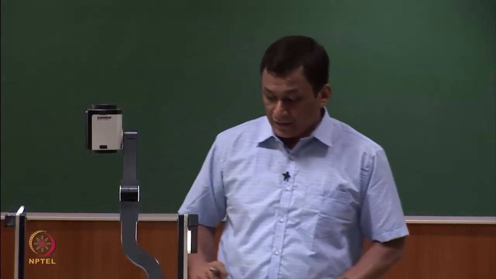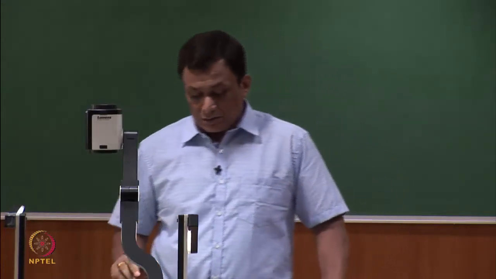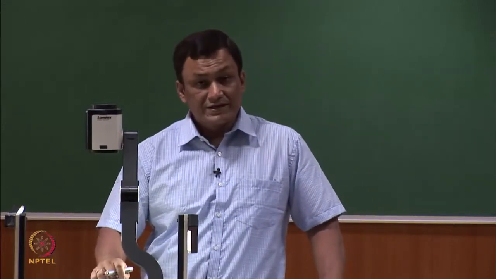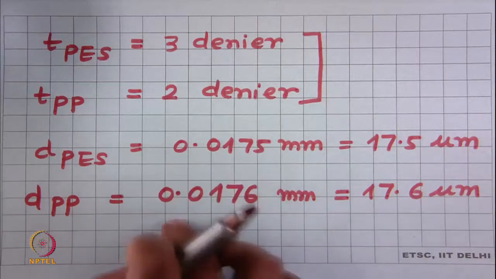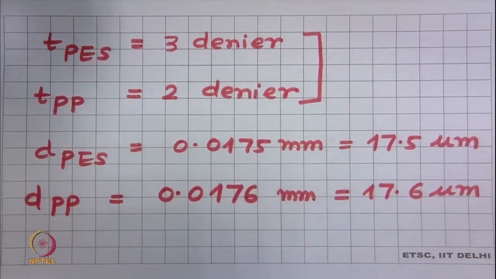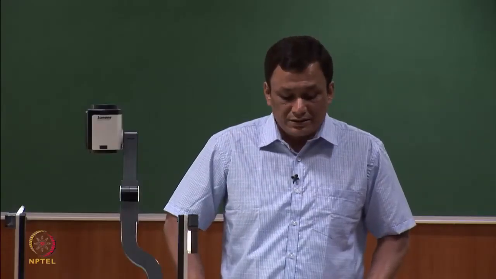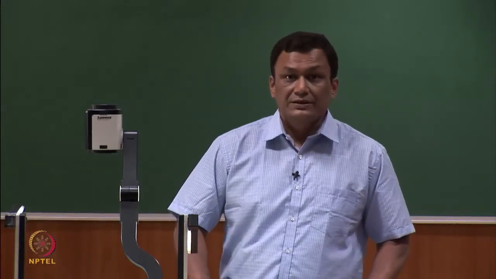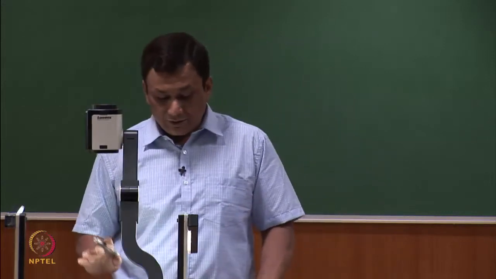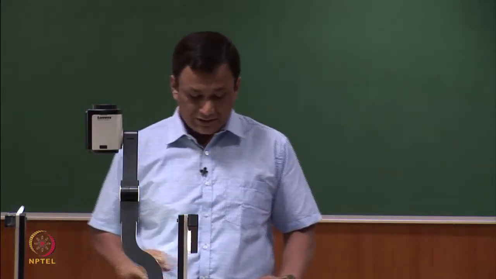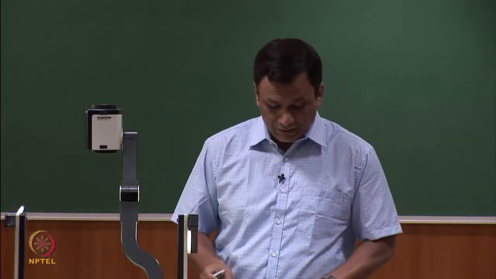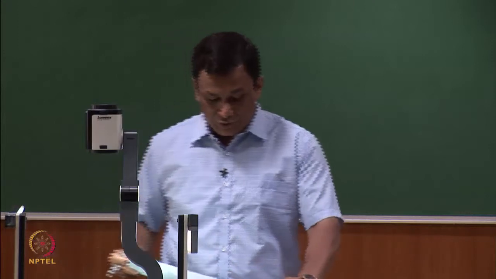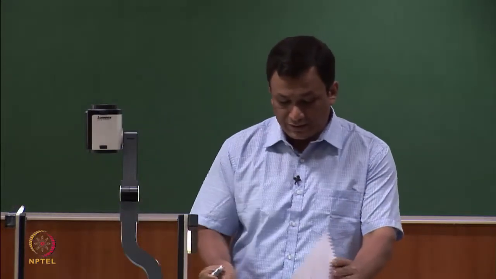That means although there was a significant difference in fineness, their diameters are practically the same. So, fiber fineness does not truly express fiber size. This is our comment on the results. All right. Now, we will proceed to problem number 3.